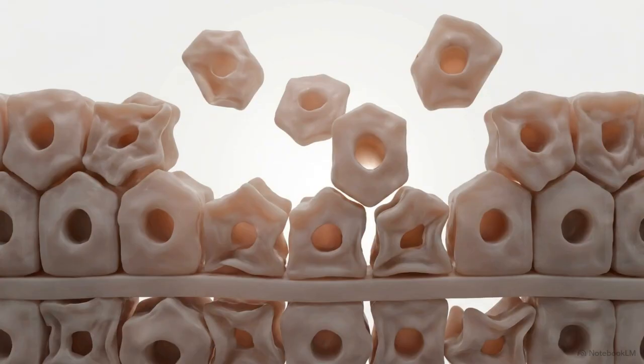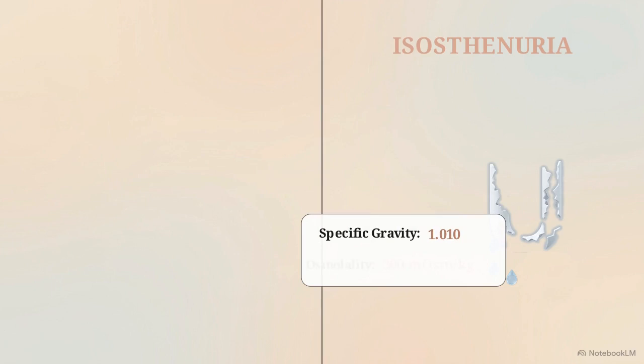Compare that to the ATN state, where the concentration engine is mechanically broken. The damaged proximal and loop cells lose structural integrity. They physically cannot maintain the chemical gradients required to move water. Without reabsorption, the urine concentration matches the blood plasma. We call this isosthenuria. The specific gravity stalls near 1.010, and osmolality hovers around 300.